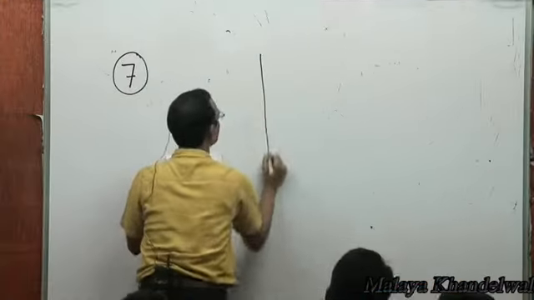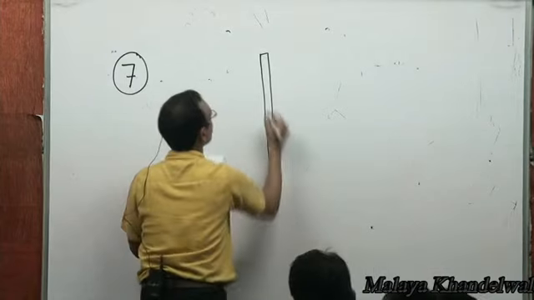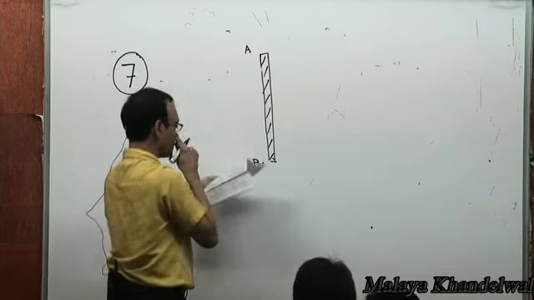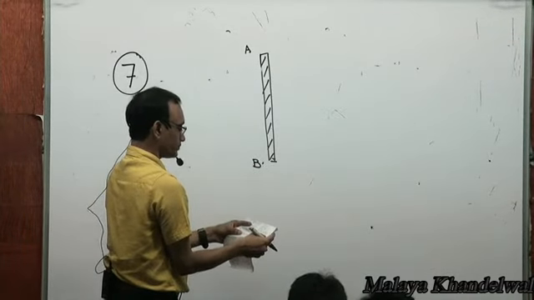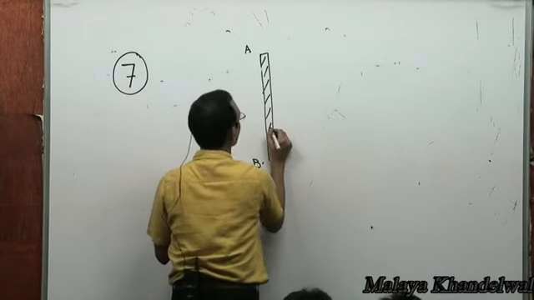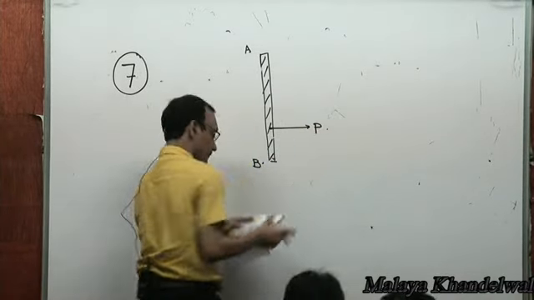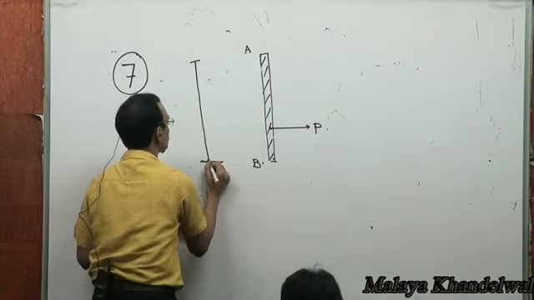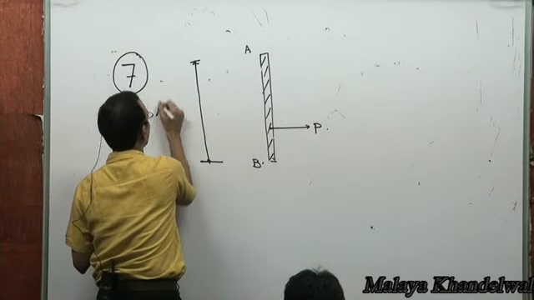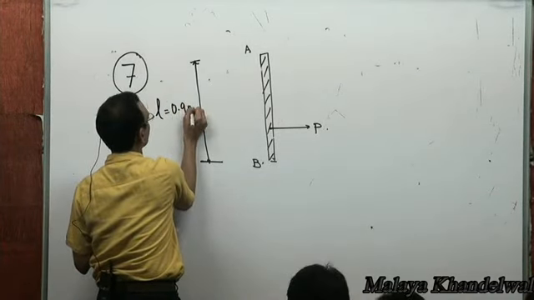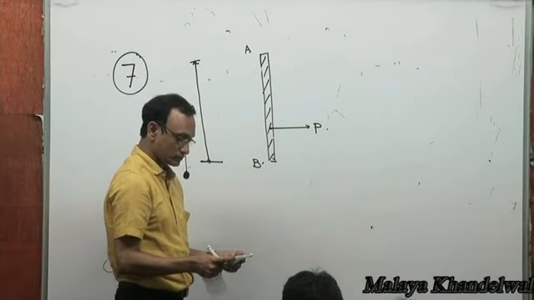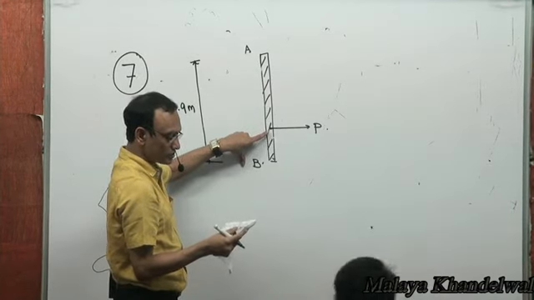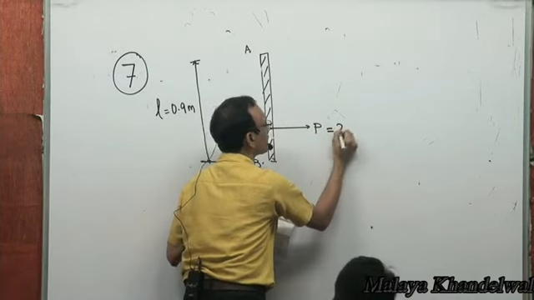So there is a rod AB. And we want to be able to apply a force P on the rod somewhere. This rod is of length 0.9 meters, resting on a smooth horizontal surface. Length L is 0.9 meters for the rod. We want to find the position where a force P of magnitude 2.7 newtons be applied.